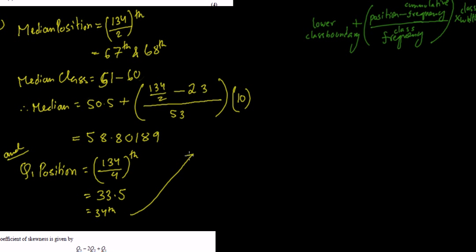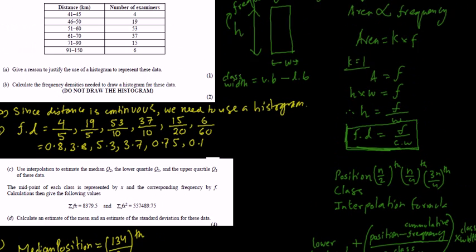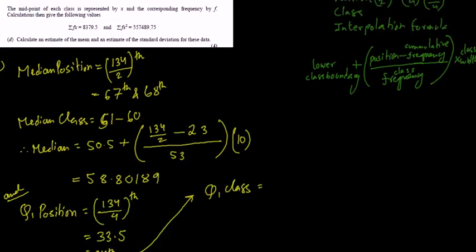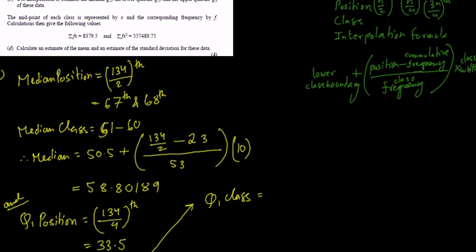So Q1 class. 34th position means 9 plus 4 plus 19 is 23. 23 plus 53 is something 70 something. So 35th position is also here. 51 to 60 is the same class. So 51 to 60. Therefore Q1, let's calculate it.